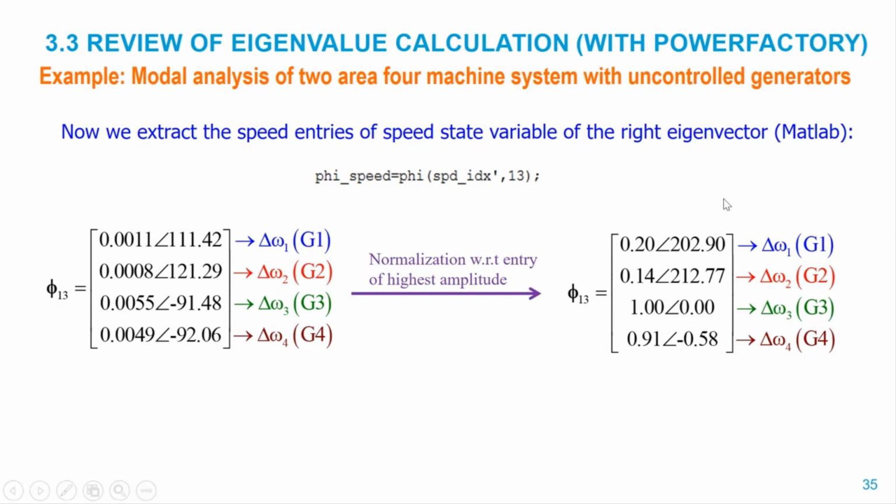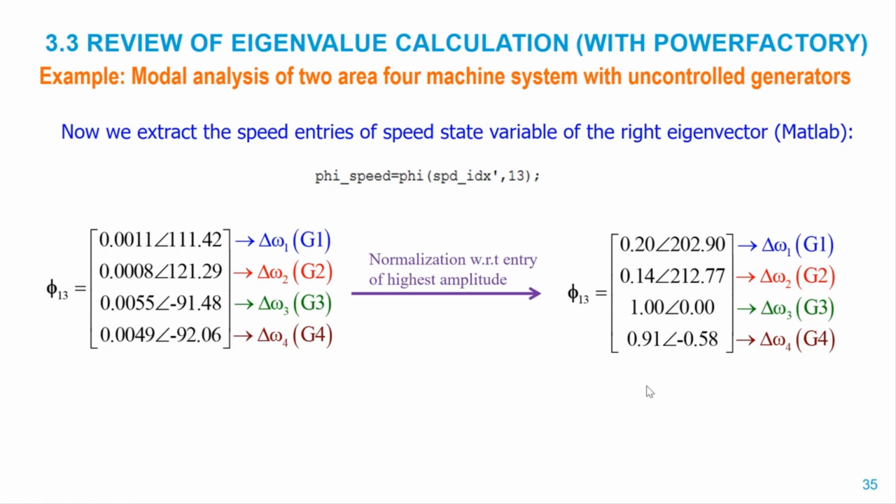Then we do the normalization of the elements that we extracted for the right eigenvector after doing the eigenanalysis. We normalize with respect to the entry of the rotor speed component of the right eigenvector that has the highest magnitude. So we will have 1 in the normalized magnitude, and the angle will be 0, and the others are adjusted accordingly.